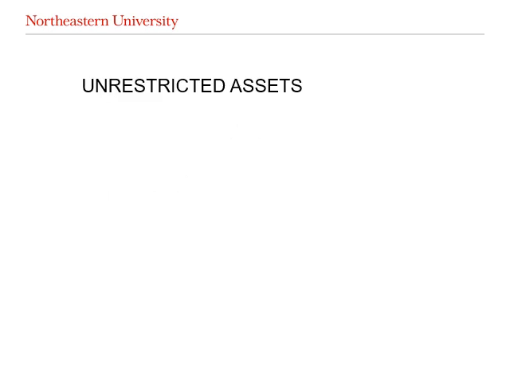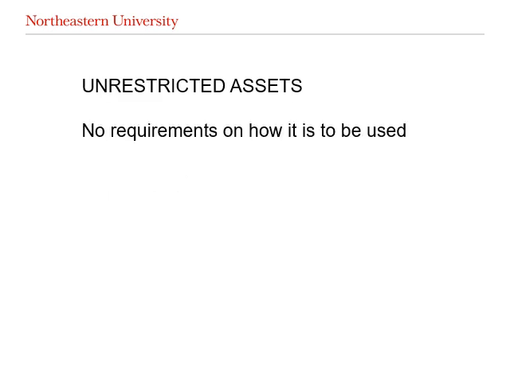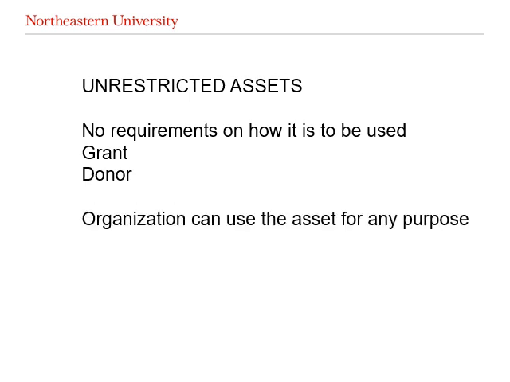Now, unrestricted assets are just like it sounds. There is no requirements on how or when this asset will be used. You could receive a grant, a donor can make a contribution, and the organization can use it anytime for any purpose. That's really the best.